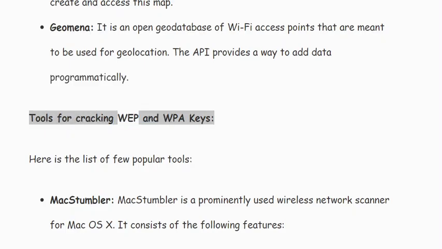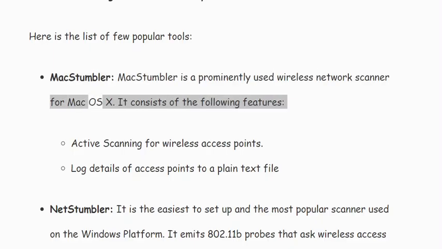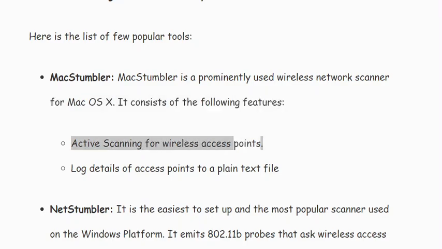Tools for cracking WEP and WPA keys. Here is the list of a few popular tools. MacStumbler is a prominently used wireless network scanner for Mac OS X. It consists of the following features: active scanning for wireless access points, and logging details of access points to a plain text file.